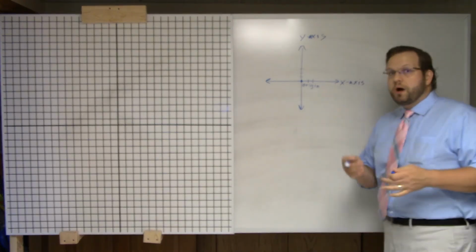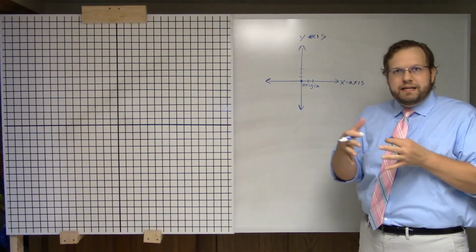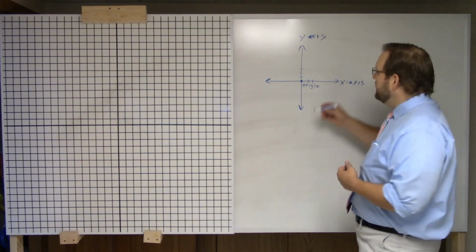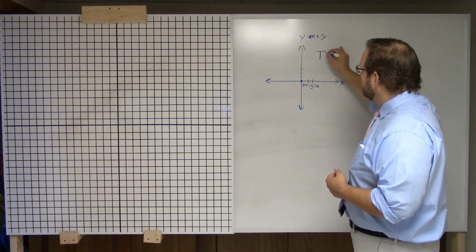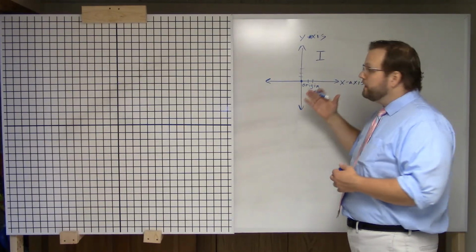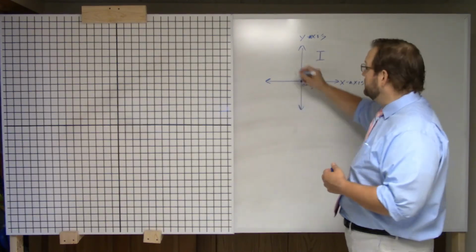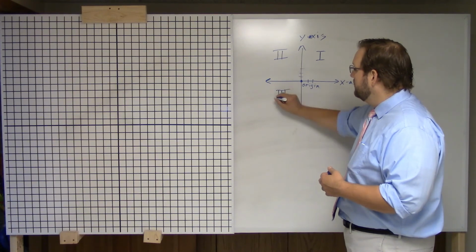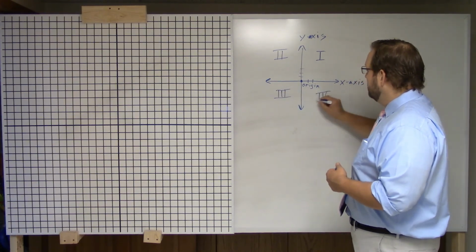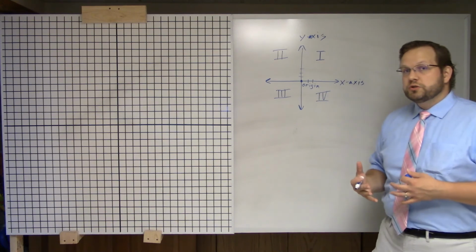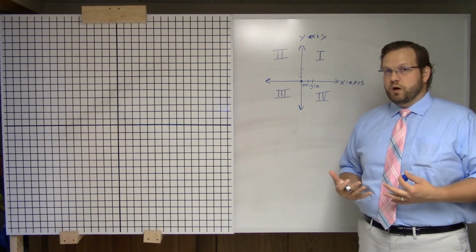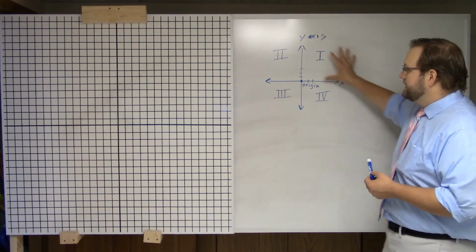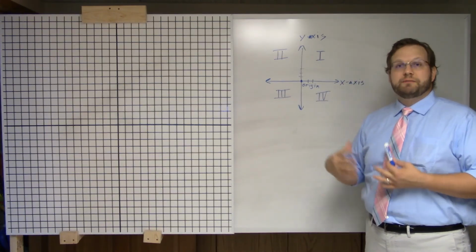Now those quadrants, just so that we can navigate our location, are going to be called 1, 2, 3, and 4. Our first quadrant is in the upper right, and then we go in a counterclockwise fashion. Here's quadrant 2, here's quadrant 3, and here's quadrant 4. Roman numerals are the standard way of labeling those quadrants. So this is the general layout of what we're going to be graphing on.